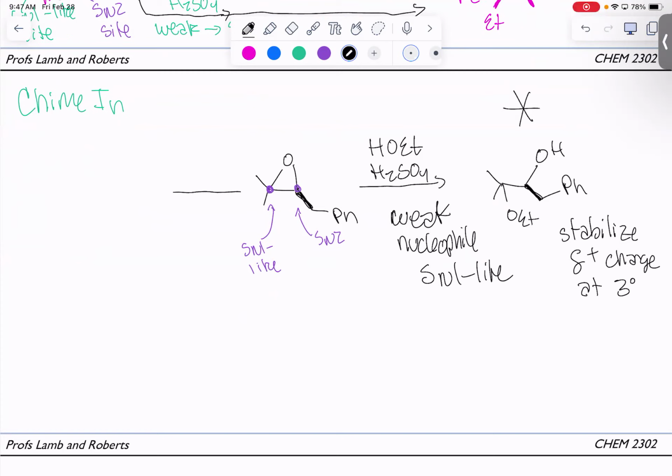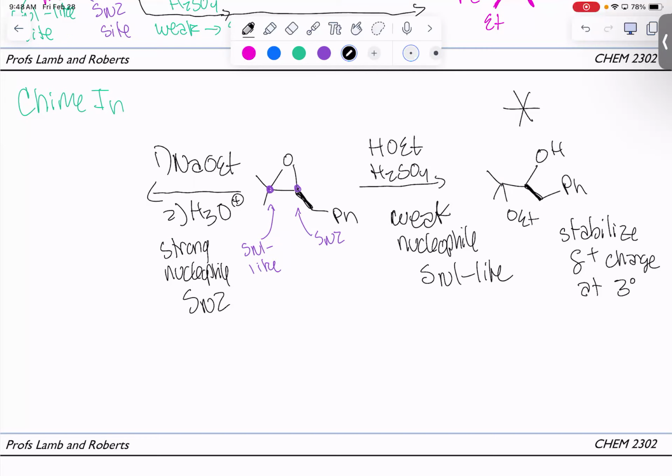Okay, so just because we're learning about this concept, the answer to the chime-in question is on this side, but let's go through the exercise that if our nucleophile instead was sodium ethoxide, what product would we get there? Well, we would be thinking sodium ethoxide is a strong nucleophile. So we need to be thinking about an SN2-like mechanism, or an SN2 mechanism, with our strong nucleophile.